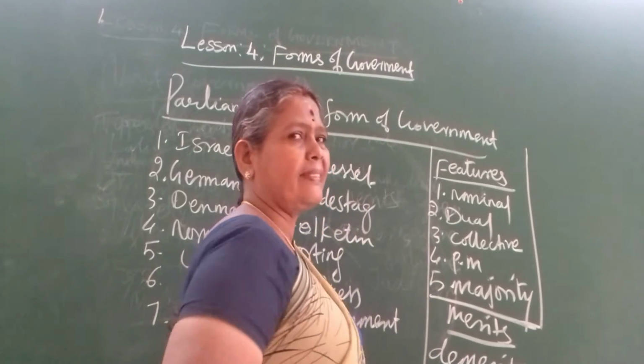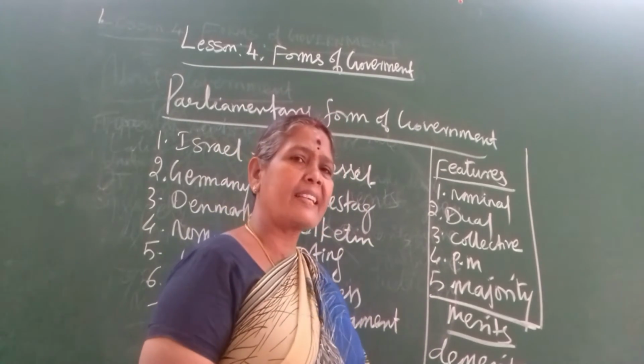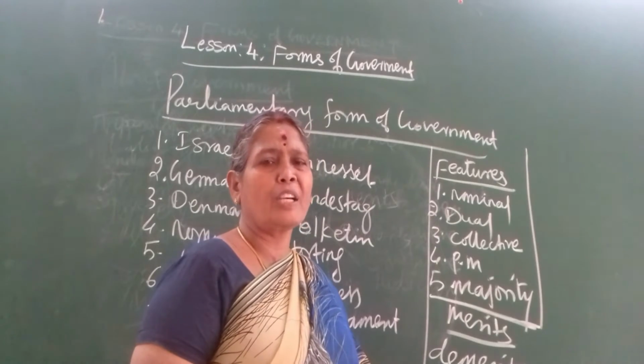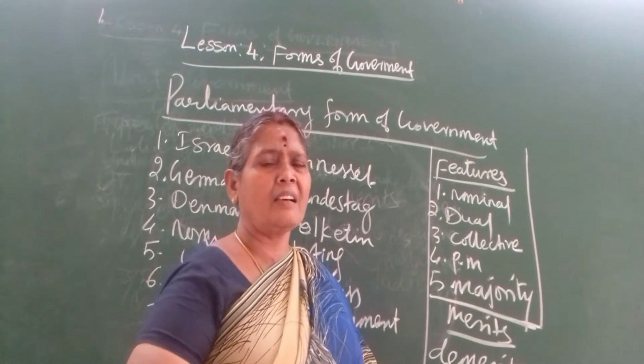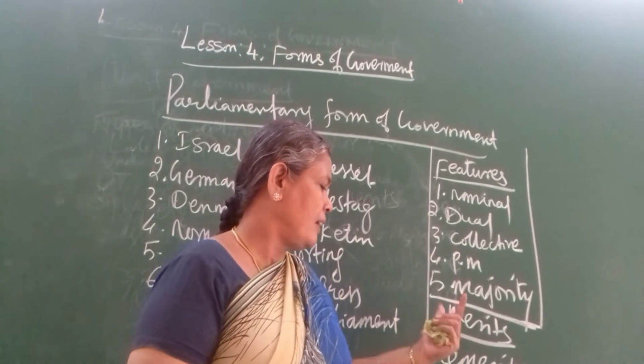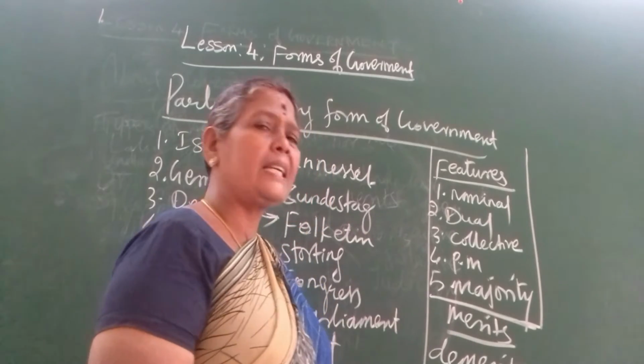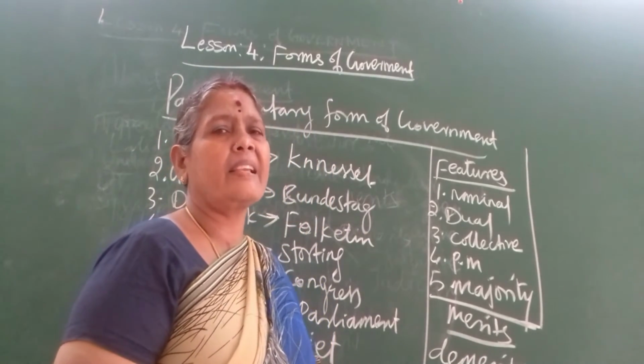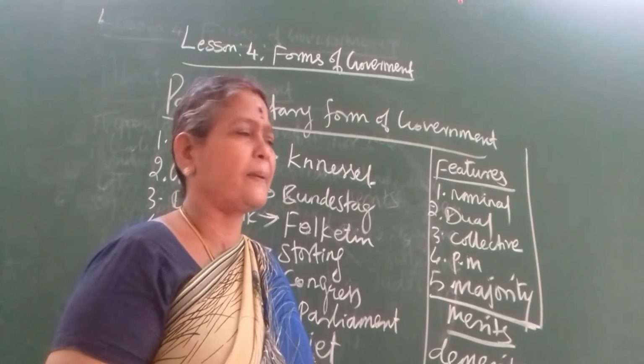Again, the demerits I say. One is an unstable government. Second, there is no possibility of continuation of policies in a parliamentary government. Third, there is a possibility of the cabinet becoming a dictatorship. Then this government is against the separation of power.